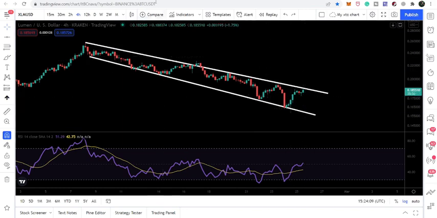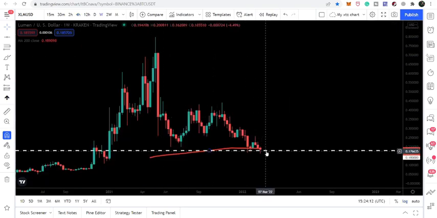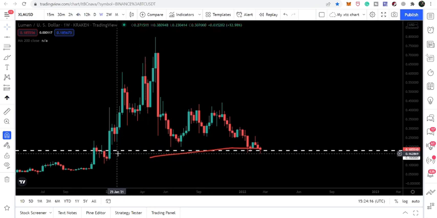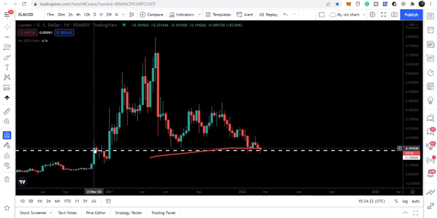Now let's take a look at this very strong support that I've been telling you about, which we have here at 18 cents. Here the price line did not break it out. We had a rejection back in November 2020 when this rally started, and for several weeks it has been working as a very strong resistance.